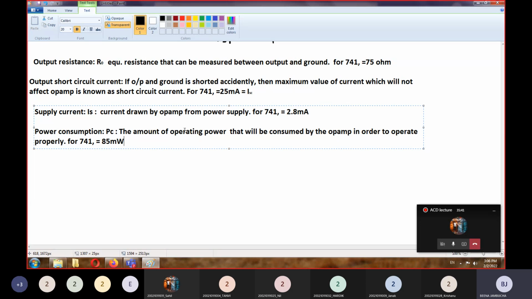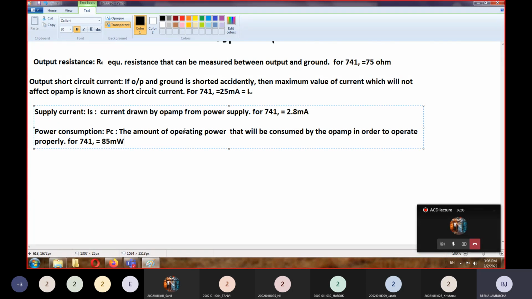You can also see that power consumption will vary as per the input provided at pin number 2 and pin number 3. But when you have not provided any type of input, let's say Vin is 0, at that time also there must be some power consumption due to the supply voltages VCC and VEE.